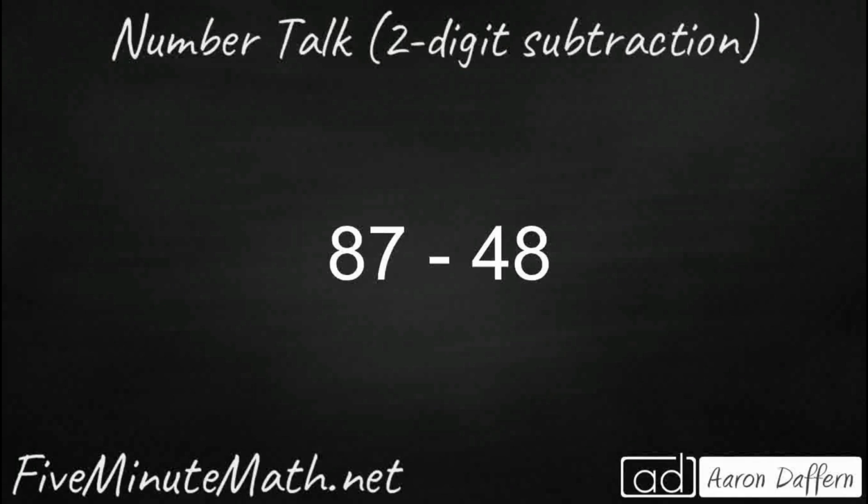Today we are looking at the expression 87 minus 48. What we do in a number talk is we use mental math. That means no paper, no pencil, to try to solve an expression, and then we explore all the different ways we could have used to figure it out. So before we go any further, let's do that. Pause the video, work out 87 minus 48 in your head, and then when you have your solution, unpause the video, and we will look at our strategies together.